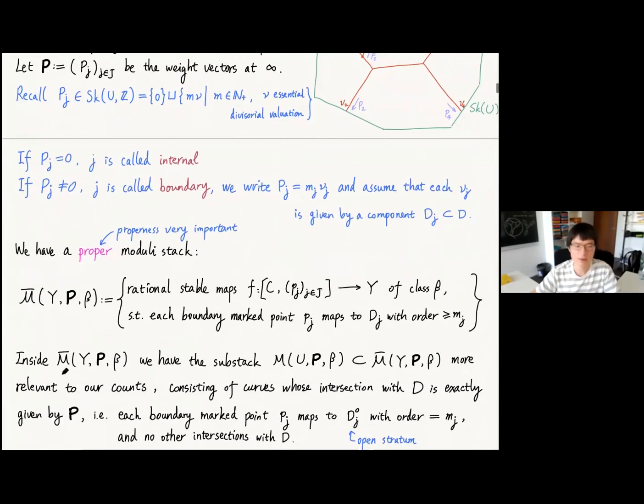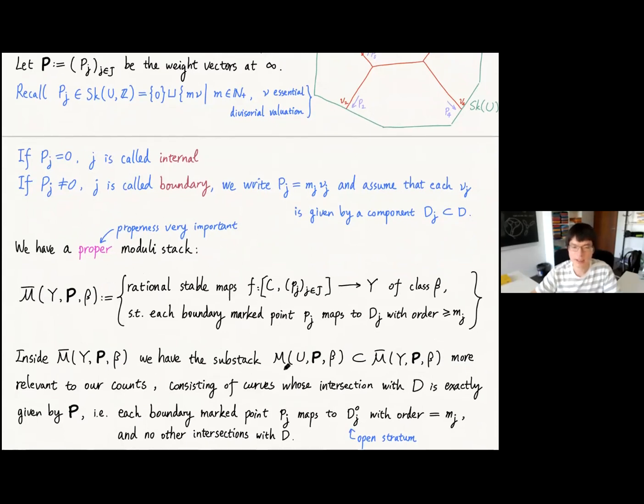And inside this proper moduli stack M-bar, we have the substack M_{U,P,beta}, more relevant to our counts, consisting of curves whose intersection with D is exactly given by P. In other words, each boundary marked point P_j maps to the open stratum D_j with order exactly equal to m_j, and there are no other intersections with D. So this M_{U,P,beta} is what we are really interested in, and it lives naturally inside this compactification M-bar.